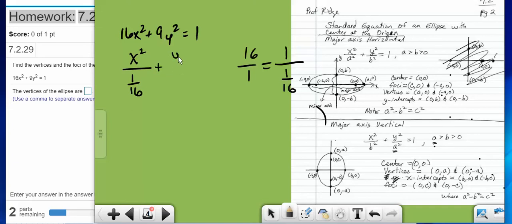So same thing with the 9. You're going to move it to the bottom, but do the reciprocal, so it'll be 1/9. So equals 1.